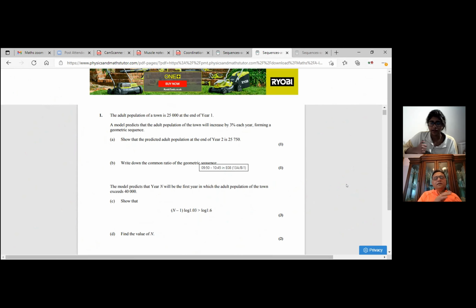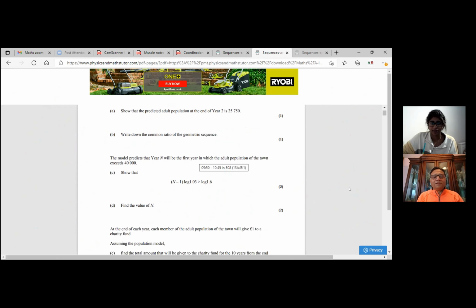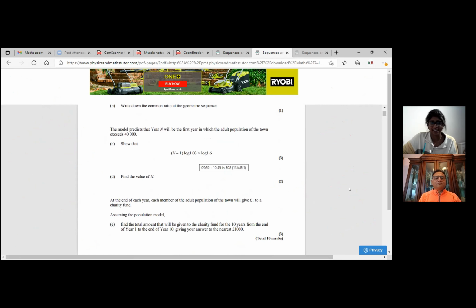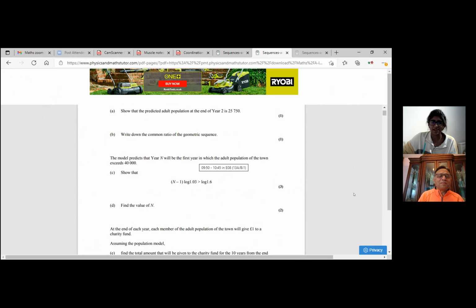Okay. Yes. Finally, part D. Oh, it's a long question. Part D. Yeah. Find the value of n. Correct. You can solve this equation. Is that okay? By just taking log on the other side. Log you have already taken, right? So you find the value of n. The only thing is this should be greater than that. Now divide by log of 1.03. Yeah. N minus 1 is basically greater than log of 1.6 divided by log of 1.03.